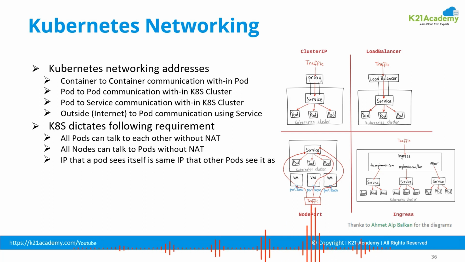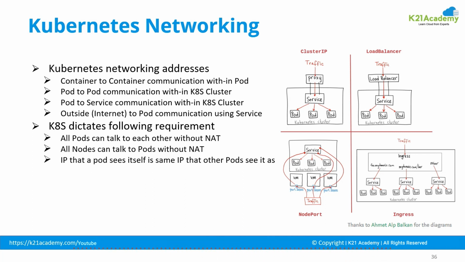So all pods should be able to talk to each other on the IP addresses without any network address translation. Similarly, all nodes or the host can talk to pods without any network address translation. So let's suppose I'm a pod 1 running on a host 1, I should be able to talk to the pod running on node 2 without any network address translation. And the third requirement is that if a pod is able to see an IP address for itself, the same IP address should be visible to any other pod outside that particular host or node.